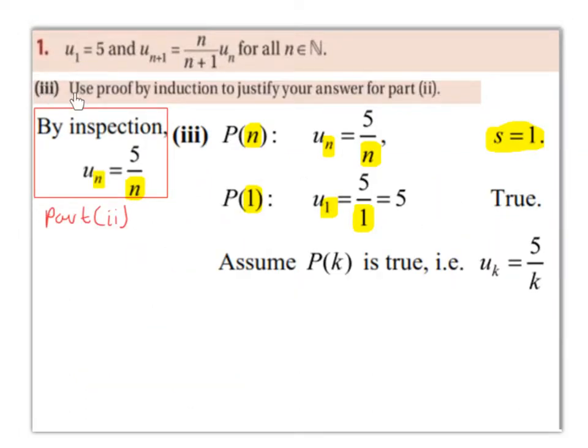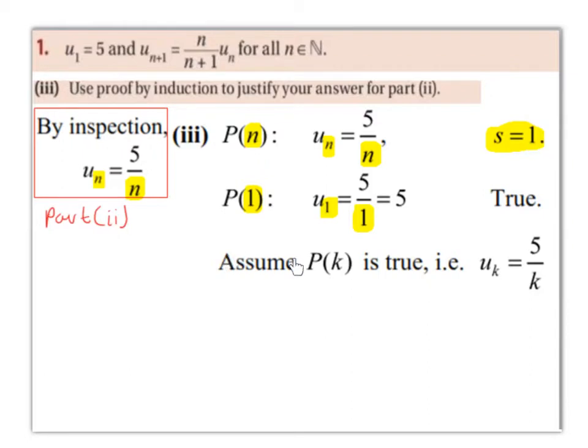Part 3. Use proof by induction to justify your answer for part 2. So in part 2 we worked out that un is equal to 5 over n. So P(n) can be written as un equals 5 over n, and our starting number is 1. So P(1) can be written as u1, which is equal to 5 over 1, so we're swapping that n for 1, which is 5, which is true.